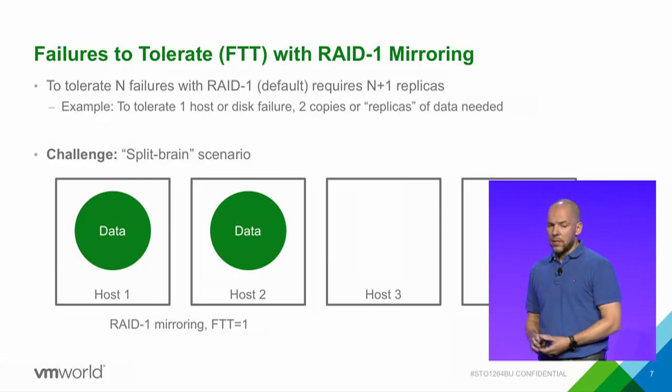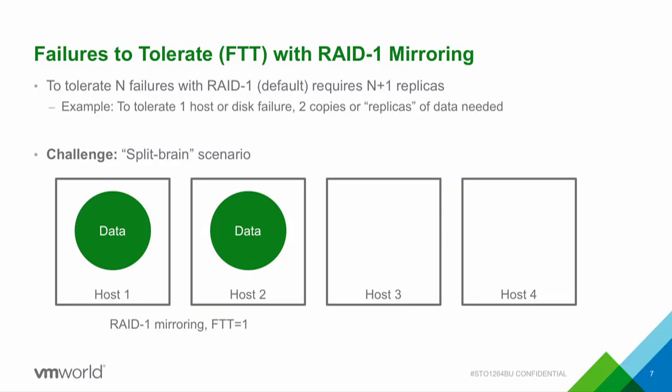And as I've already said, we have these components, which are part of that object tree. In this example, it's all about availability. When we talk about policy, we mainly talk about failures to tolerate. And failures to tolerate determines how many copies of the data will end up on that vSAN datastore and are distributed across your cluster.